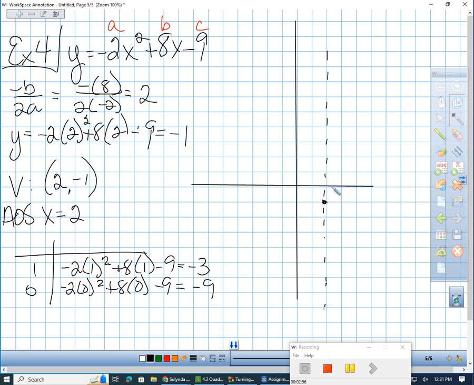All right, so let's plot those 2 points. I have 1, negative 3. So 1, negative 3. And 0, negative 9. 1, 2, 3, 4, 5, 6, 7, 8, 9. Right there. So now that I've plotted those 2 points, what do we do? Reflect them. One's right here. And one's right here. And then I connect them.